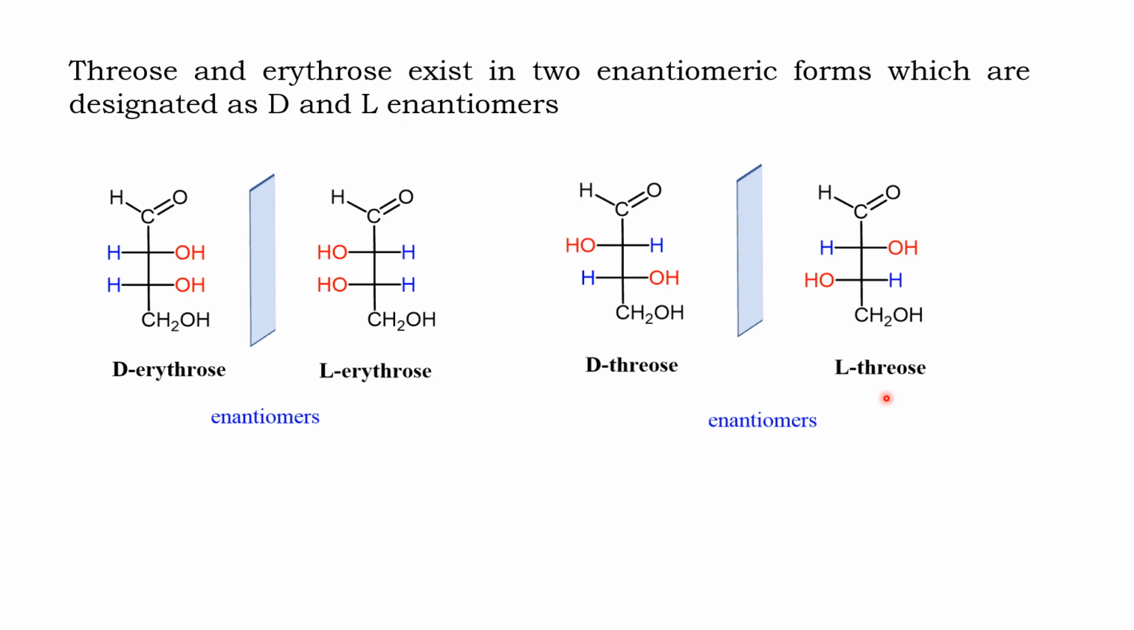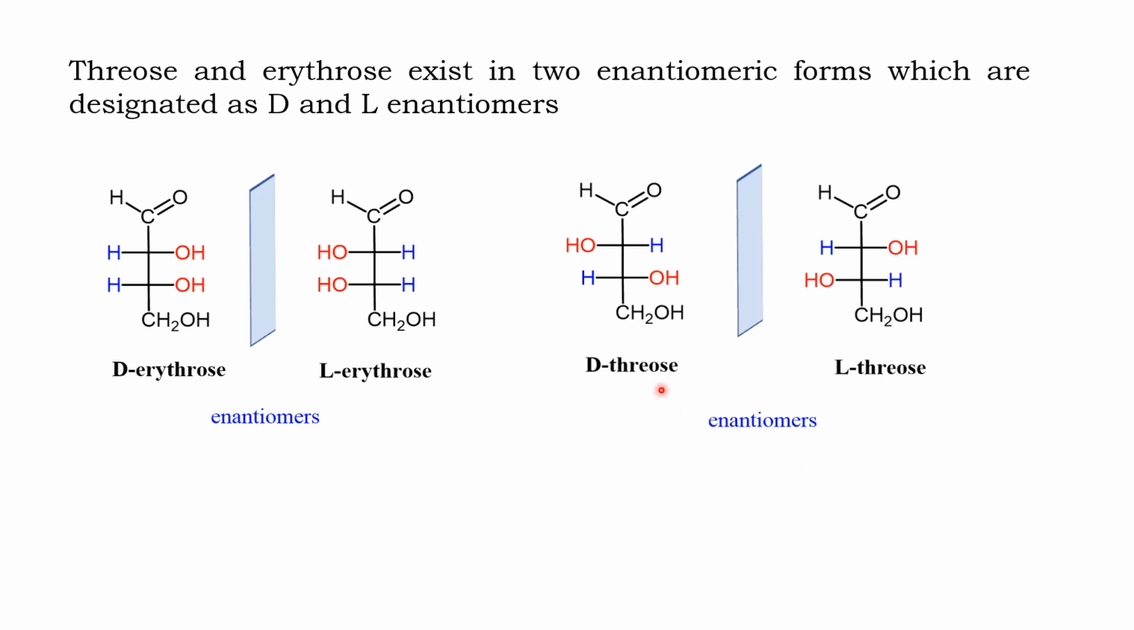Now, if I consider D and L configuration, see this is the penultimate, or the last, asymmetric carbon atom. See, the OH group is on the right hand side. If the OH group is on the right hand side, it is called a D isomer or D configuration. See, in this erythrose molecule, the OH group is on the left hand side. Hence it is L. Don't get confused between erythro, threo, D and L. An erythro molecule is a molecule in which the substituents are on the same side.